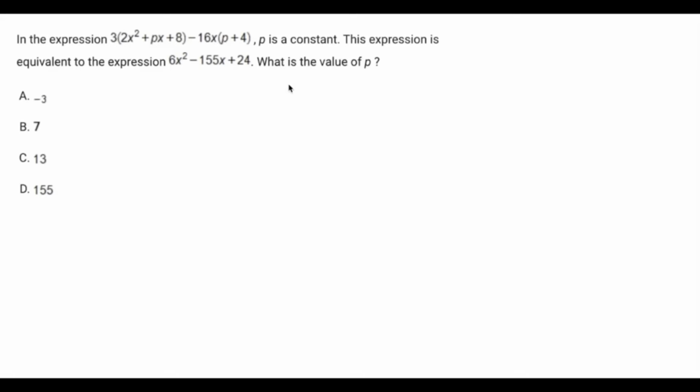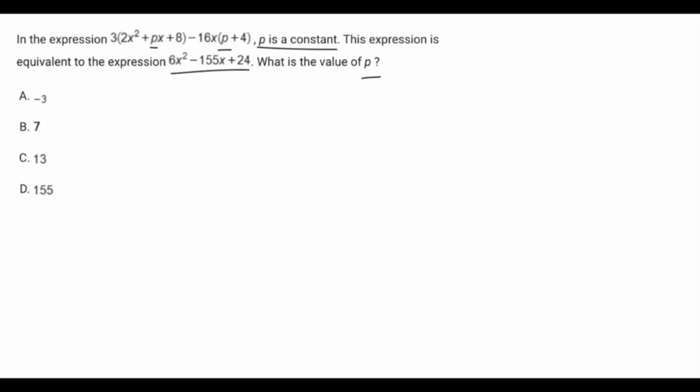The expression 3 times (2x squared plus px plus 8) minus 16x times (p plus 4), where p is a constant. This expression is equivalent to the expression 6x squared minus 455x plus 24. What is the value of p? So here we have 2 missing variables in this one equation. So that is going to make it a little bit tricky to solve.